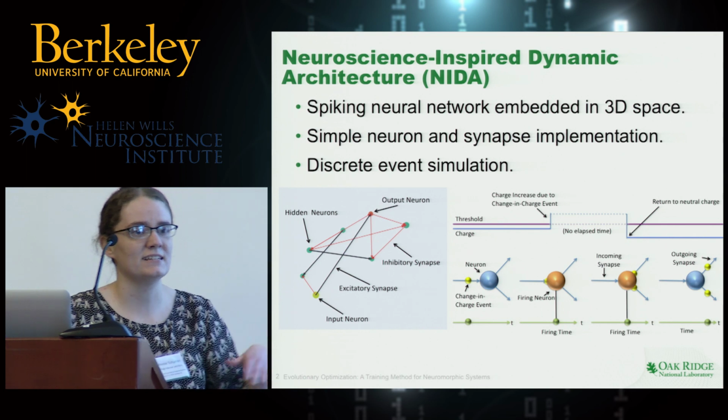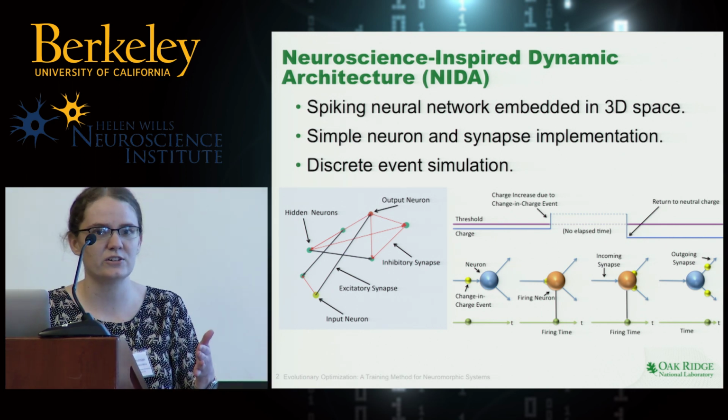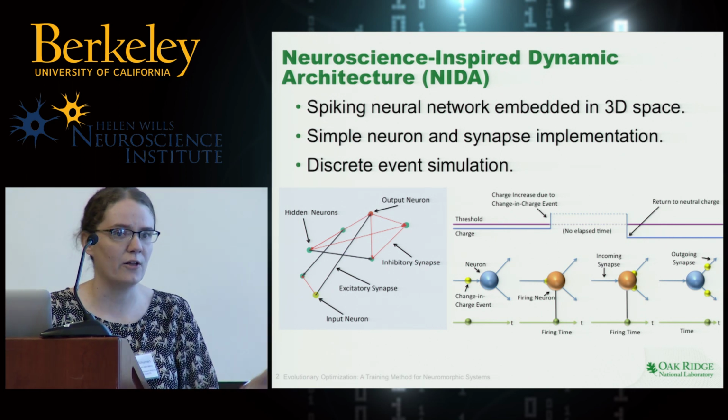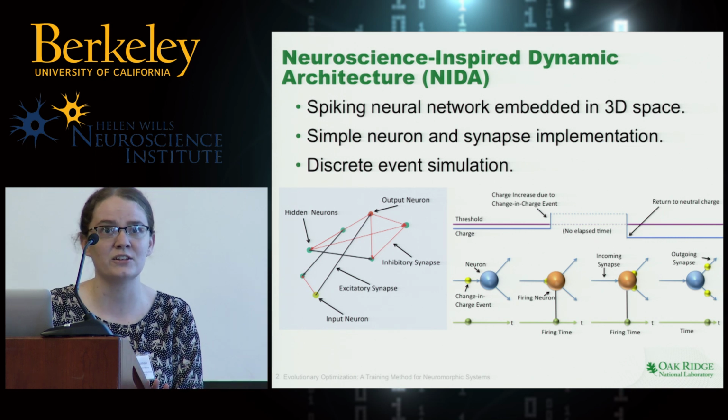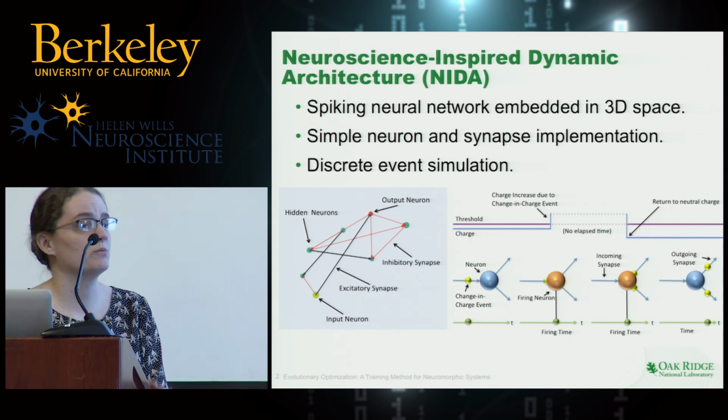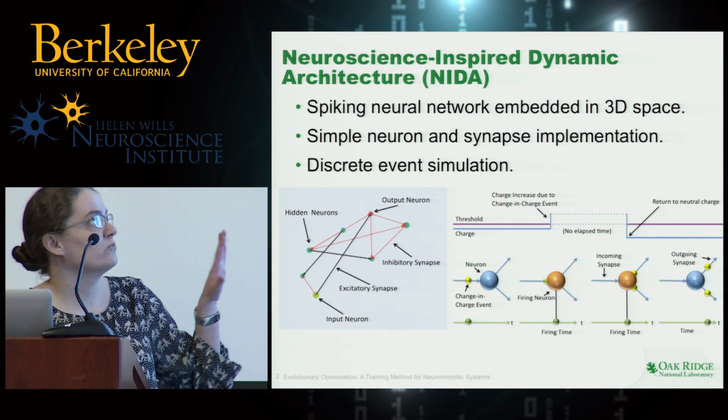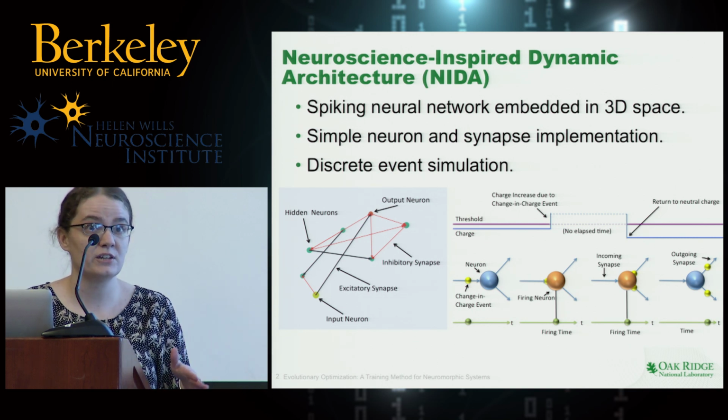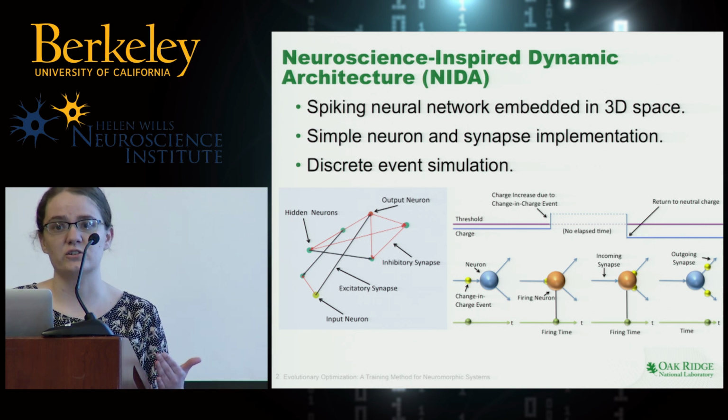What you'll notice is that there's no particular layered structure. The neurons can be located throughout the three-dimensional space, and any two neurons can be connected by a synapse. So when we're training these networks, we're training not only over the parameters of the network, but we're also training over the structure of the network.